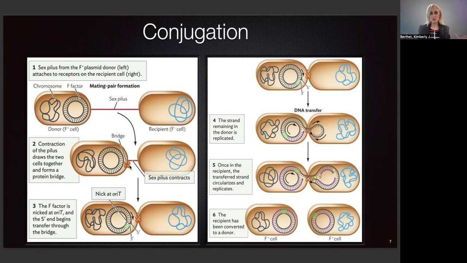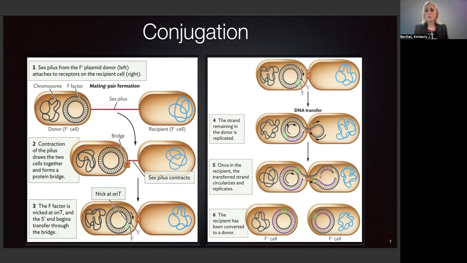The sex pilus, again, contracts, pulling the cells together, and starts building a bridge between them. At the same time, concurrently, we're going to start nicking the DNA, breaking a piece of the DNA off here, and opening up this double strand of the plasmid. As we open up the double strand of the plasmid, we're going to start replicating the DNA and sending one strand across to the other cell. So the bridge enables the connection between the cells, and we're sending over a single strand of that plasmid to the recipient cell from the donor cell.